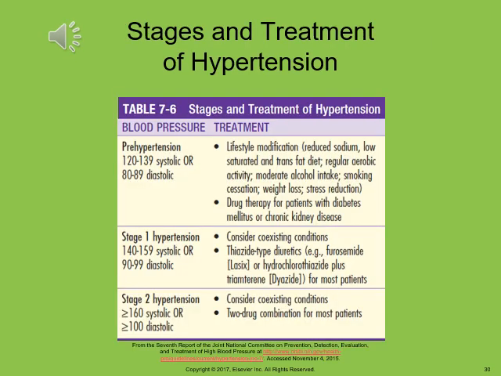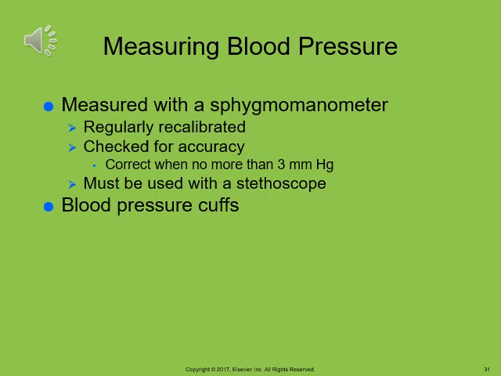This chart shows stages and treatment of hypertension. Also note that hypotension exists, which means abnormally low blood pressure. A sphygmomanometer is used to measure blood pressure. It is important that it be regularly recalibrated and checked for accuracy, and must be used with a stethoscope.